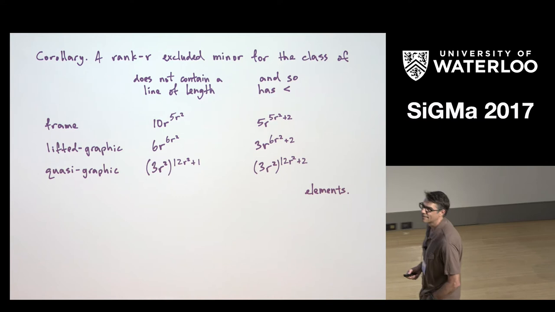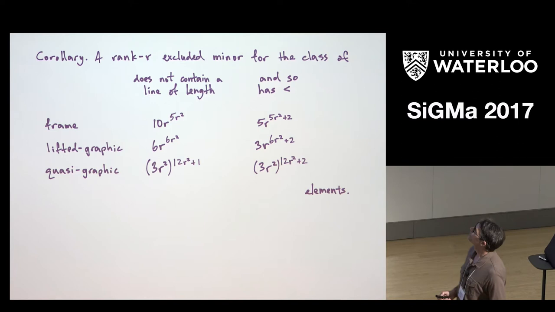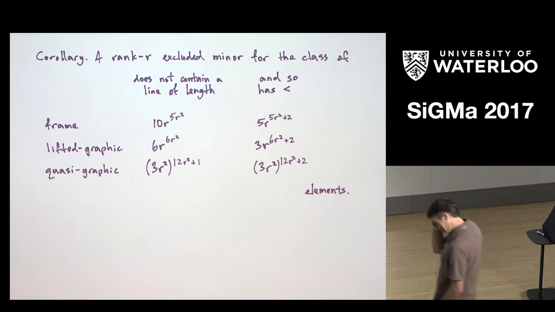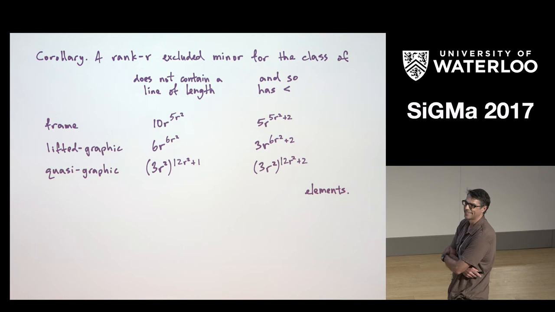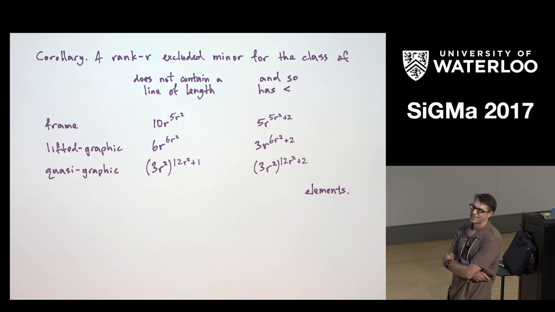Right, so anyone else? Why is it larger? Because I couldn't do better. They were tricky. My canonical representation for quasi-graphic matroids, if it's rank r, has 2r vertices.